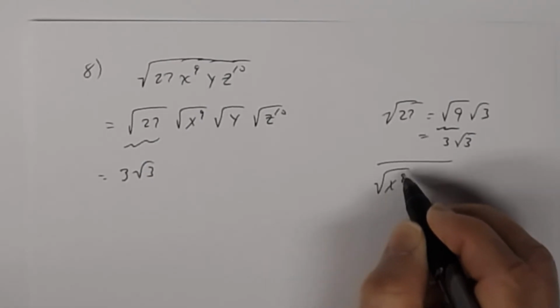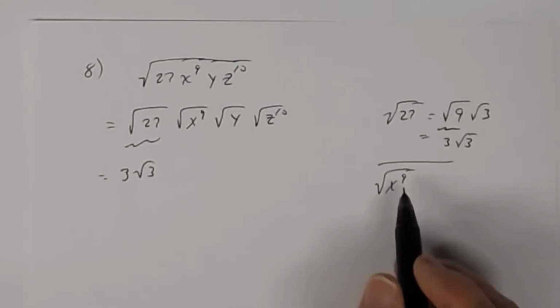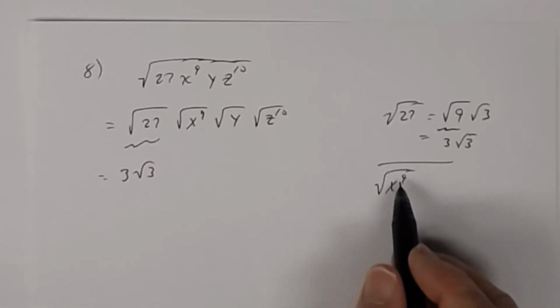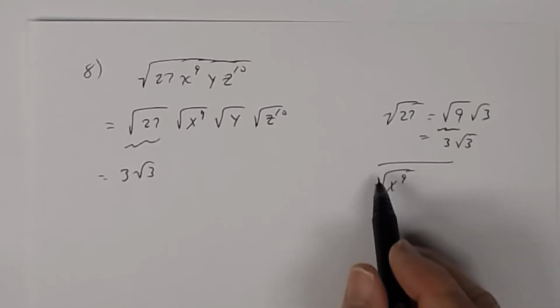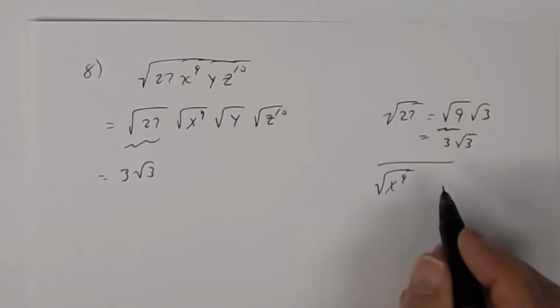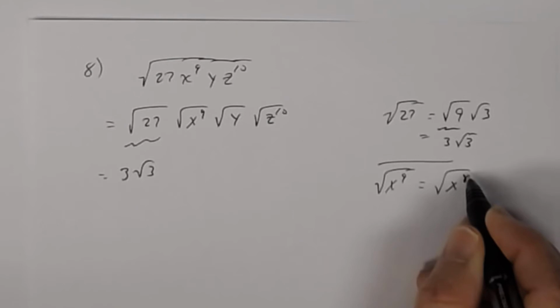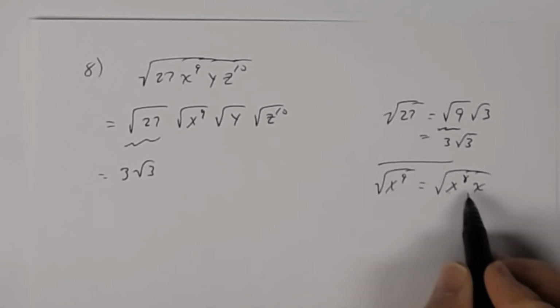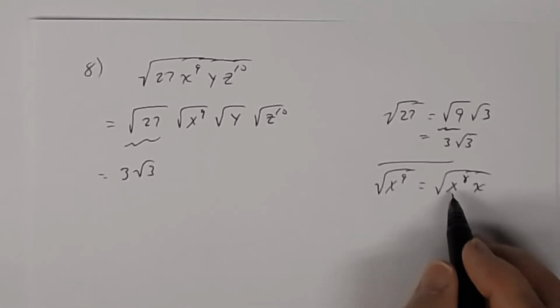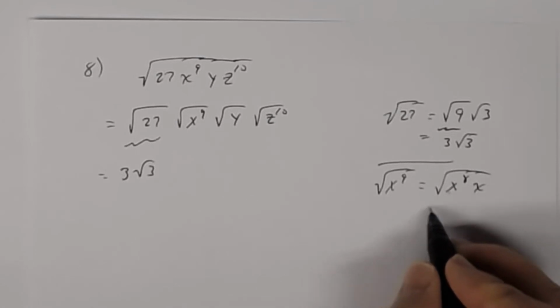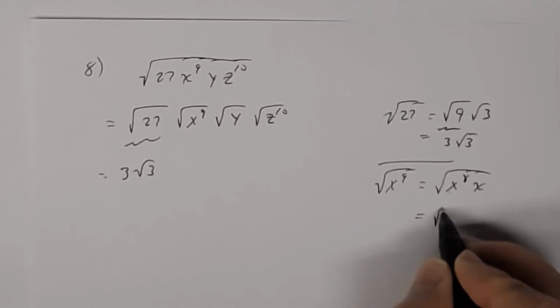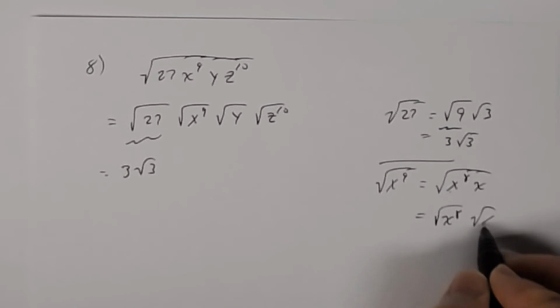Square root of x to the 9th. I remember how we thought about that. What is the largest integer less than 9 that's divisible by 2? Okay, 8. So I'm going to rewrite this as the square root of x to the 8th times x. When you multiply like bases, add exponents. Using the product property, I can write this as the square root of x to the 8th times the square root of x.